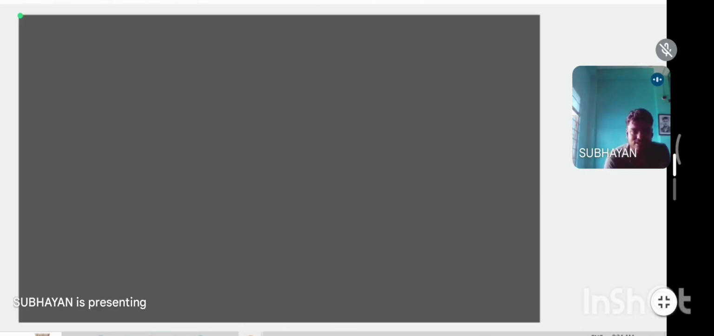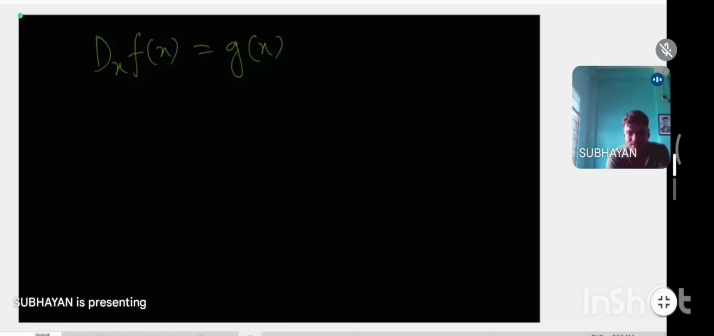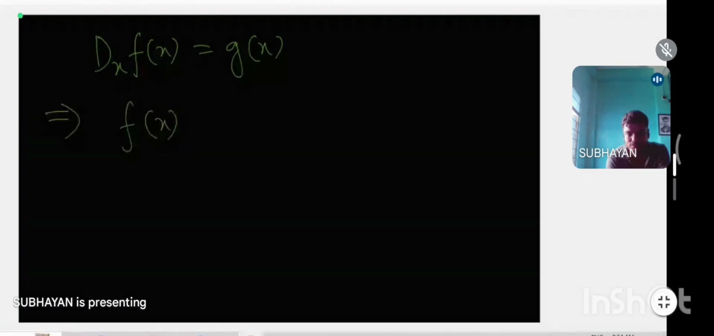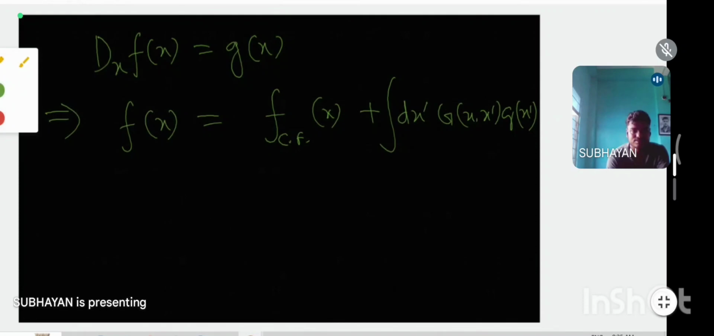So at last you can summarize the solution. Suppose I am writing the original equation again. The original equation was dx of fx equal to gx, and the solution will be fx equal to, suppose, a complementary function part, plus integration dx prime G x prime g of x prime. So this is the complete solution.